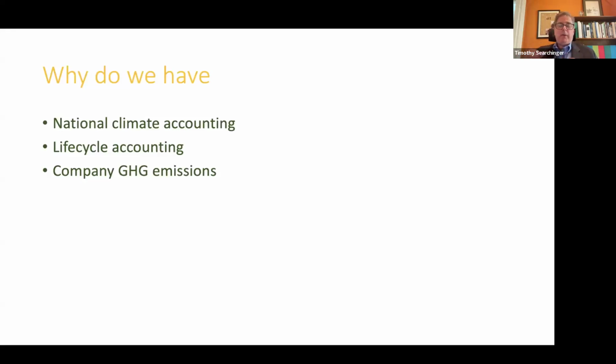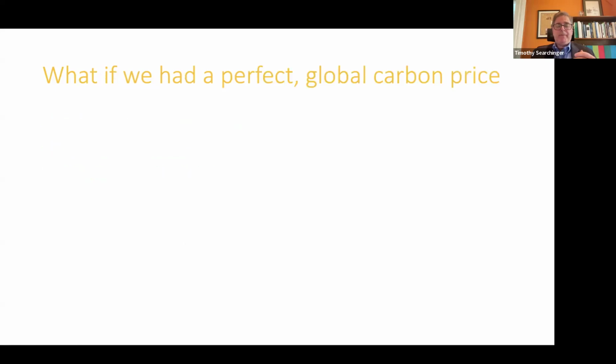Why do we have these greenhouse gas accounting rules? We have national accounting rules, we have life cycle accounting rules, we use those for companies. Why do we do that? I think the answer is we do that because we don't have a perfect global carbon price. A perfect global carbon price would mean that if somebody causes emissions, let's say burns oil, that company would have to pay, let's say the perfect price is $100 per ton. I'm just assuming that. It would have to pay $100 per ton for the emissions.